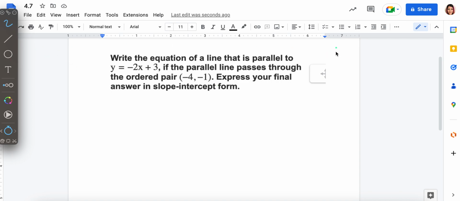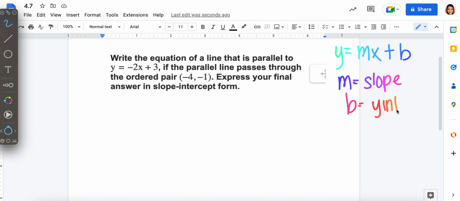We should know what slope-intercept form is: y equals mx plus b. This should not be new to you. Go and watch this video if you don't know what this is. So the m is the slope. This is just a little short review. And b is the y-intercept. And so to write in slope-intercept form, hence the name, you have to know the slope and you have to know the y-intercept.